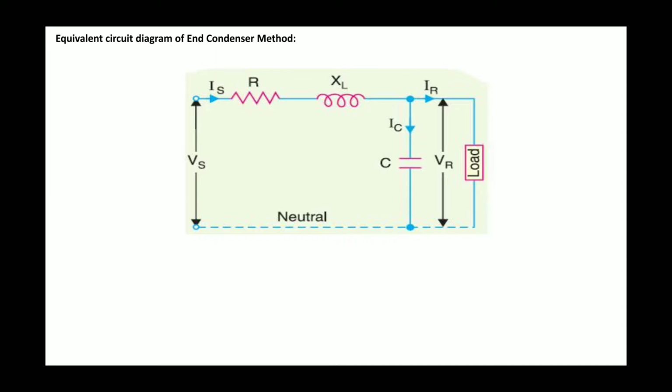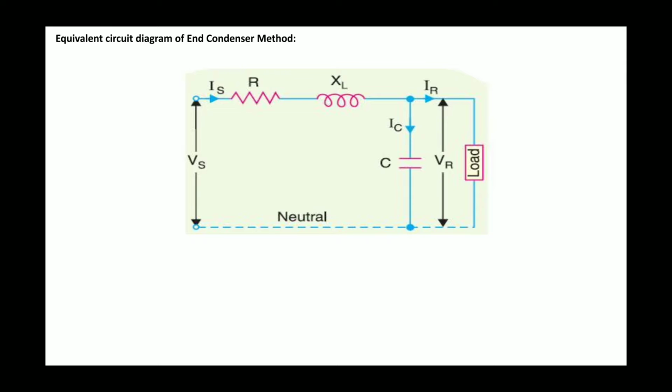In the medium transmission line, there are three methods to find the performance. The first is the nominal T method, the nominal pi method. Then we also learn the vector diagram and the equivalent diagram of the nominal T network and nominal pi network. Now we start the equivalent diagram of the end condenser method. By using this method, we find the performance of the medium transmission line, like we calculate the regulation and the efficiency of the medium transmission line.